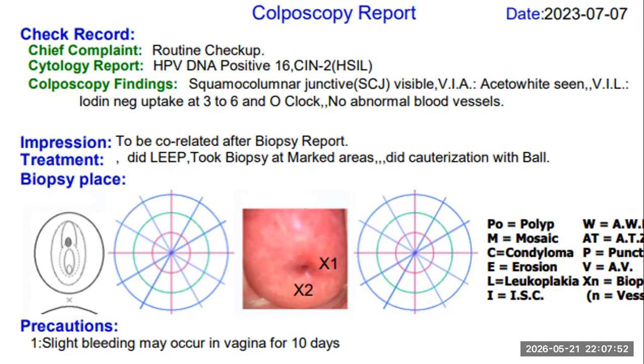For simplicity, I have given you here a colposcopy report, one case done by an outside doctor in 2023. HPV DNA was positive for 16, and a pap smear was also done, which showed CIN2, that is HSIL. They did the colposcopy, and the Swede score was not given in this patient. An acetowhite lesion was seen, and grading was also not done. An iodine-negative area was present, so they took biopsies at the 3 and 6 o'clock positions, and no abnormal vessels were seen. But they did the LEEP at the same sitting, took the biopsy at the marked area, and did the cauterization with the ball.